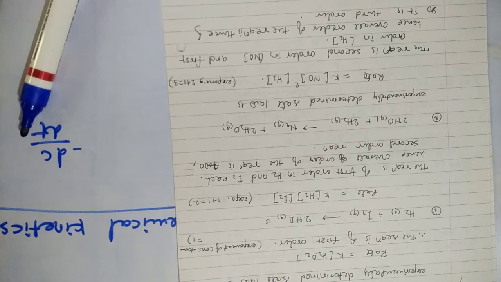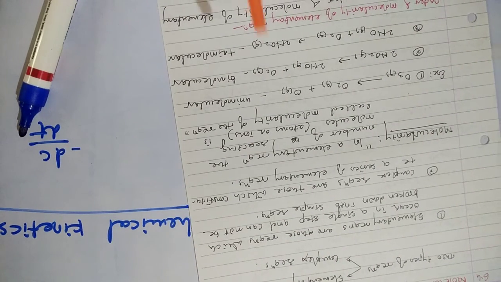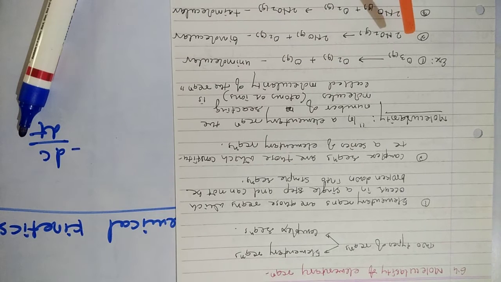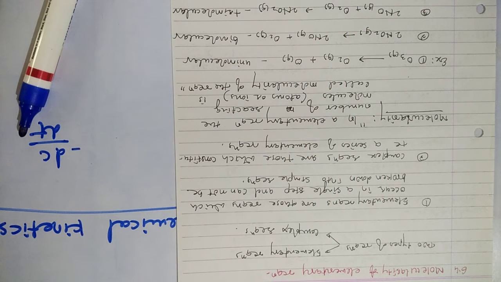The sum of the powers of the exponents of the concentration terms in the rate law is the order of a reaction. Now let us see the molecularity of a reaction. It is a simple concept. What is the molecularity of a reaction? Now, this is the molecularity of an elementary reaction.